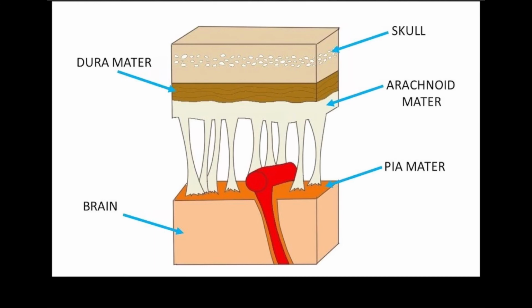And just after the subarachnoid space is the pia mater. And the pia mater is directly on the brain. It can't be separated from the brain. So the pia mater is directly on the brain. And then just deep to the pia mater is the brain itself.